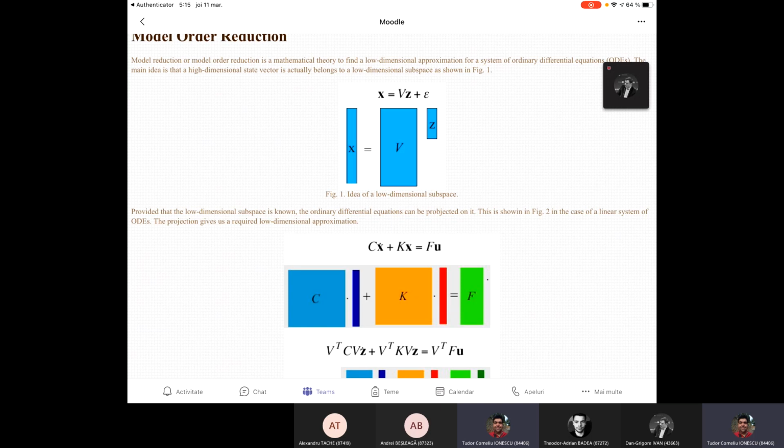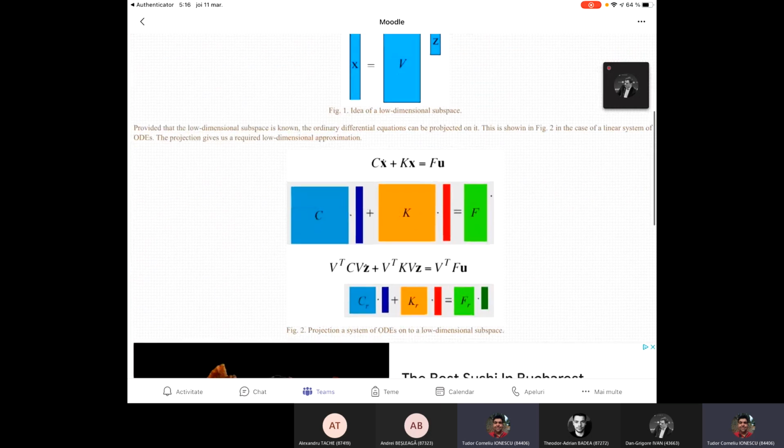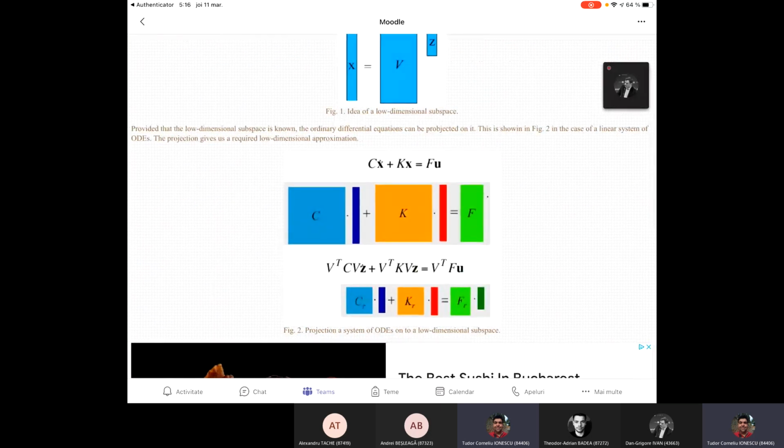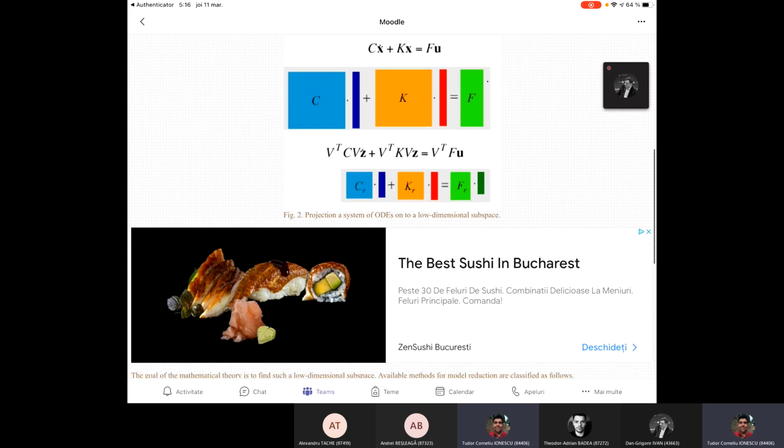Provided that the low-dimensional subspace is known, of course it's known because that's where you want to project your dynamics, the ODEs can be projected onto it. This is shown in this figure. So look, you substitute here X with VZ, exactly what we did a few minutes ago. It's exactly the same thing. And now look, the big squares become small squares. So this is reduced.